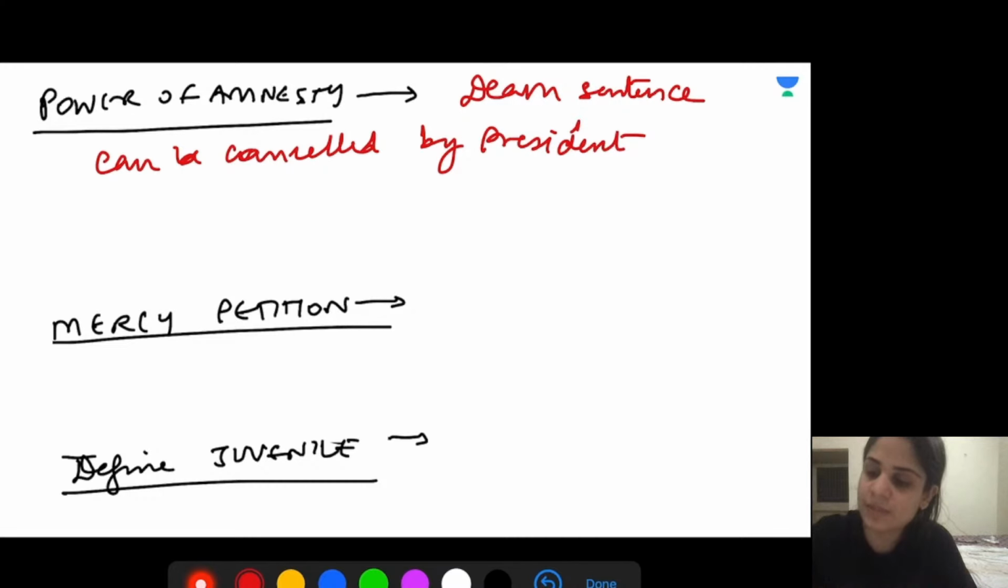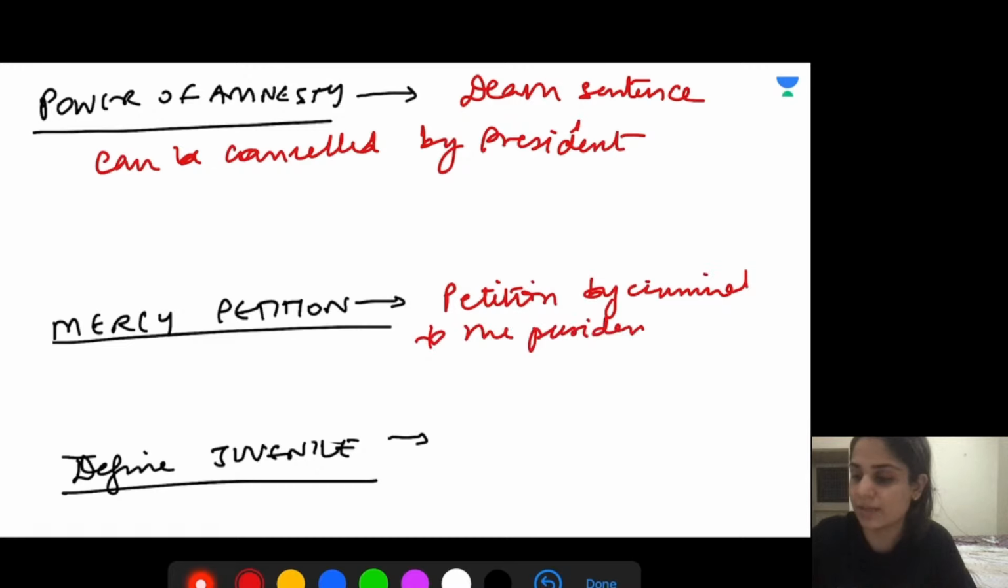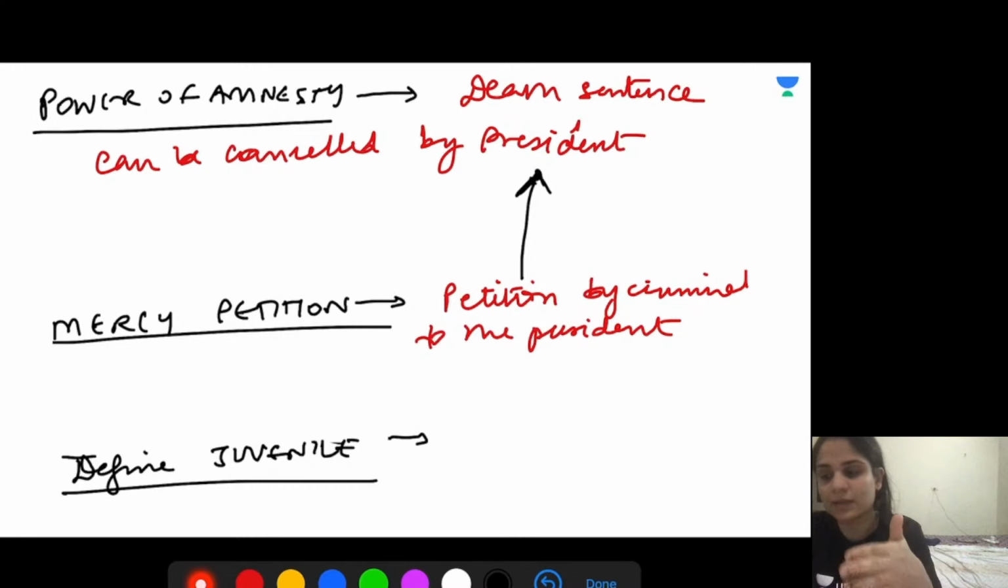A mercy petition is basically a petition that is given by the criminal to the president. He is saying that I know I have been held responsible for the crime and I am extremely sorry about it, but please do not hang me or please do not carry out this punishment. So power of amnesty means the death sentence is cancelled by the president, and a mercy petition is the petition that the criminal gives to the president asking to please cancel my punishment.